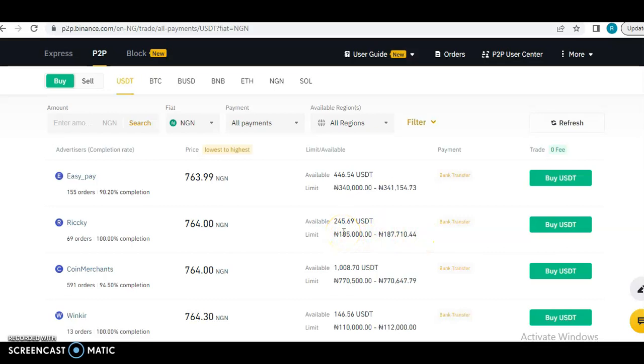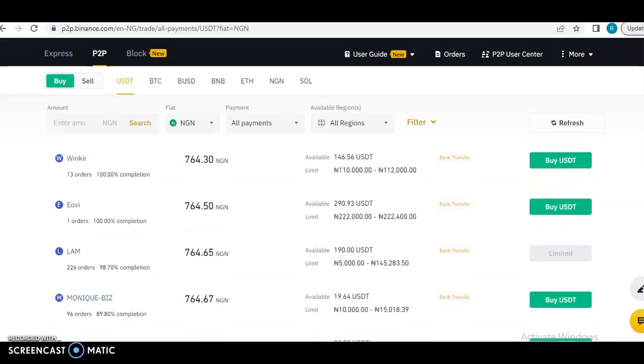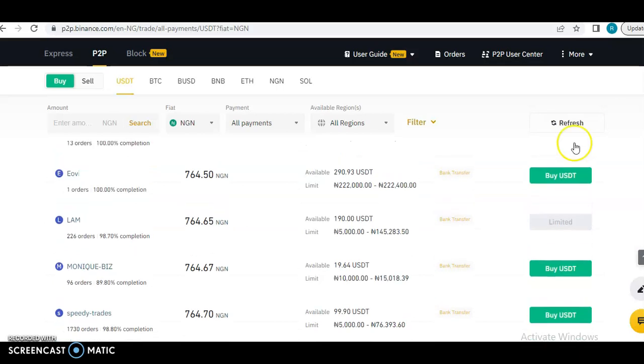So Richy will only accept transactions from anybody who wants to make payment within this range. That means within 185,000 naira to 187,000 naira. So if I am looking to buy maybe 10,000 naira or 5,000 naira worth of USDT, that means I won't be selecting this guy. What do I do? I need to keep scrolling down to look for somebody who will sell to me. So now you can watch, this guy can sell for 5,000, this guy can sell for 10,000, this guy can sell for 5,000. So you just have to keep looking for somebody who can sell at what you want.